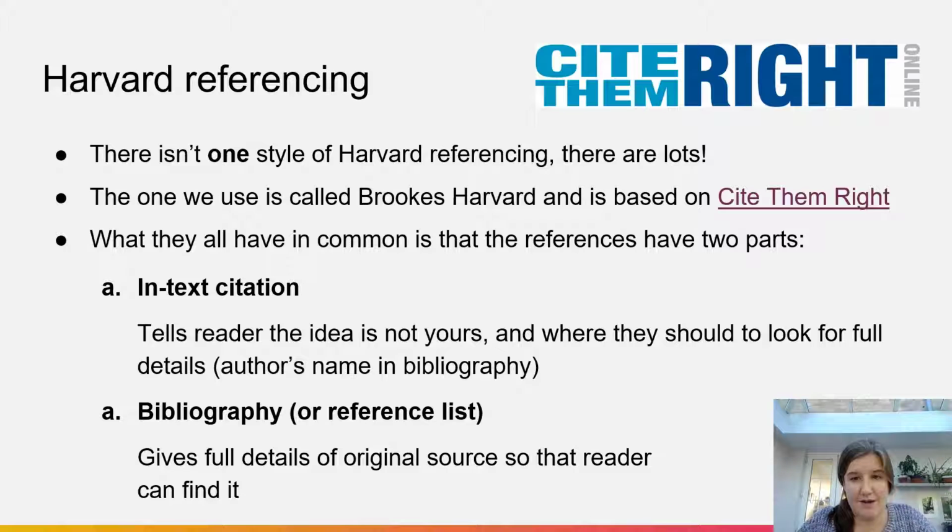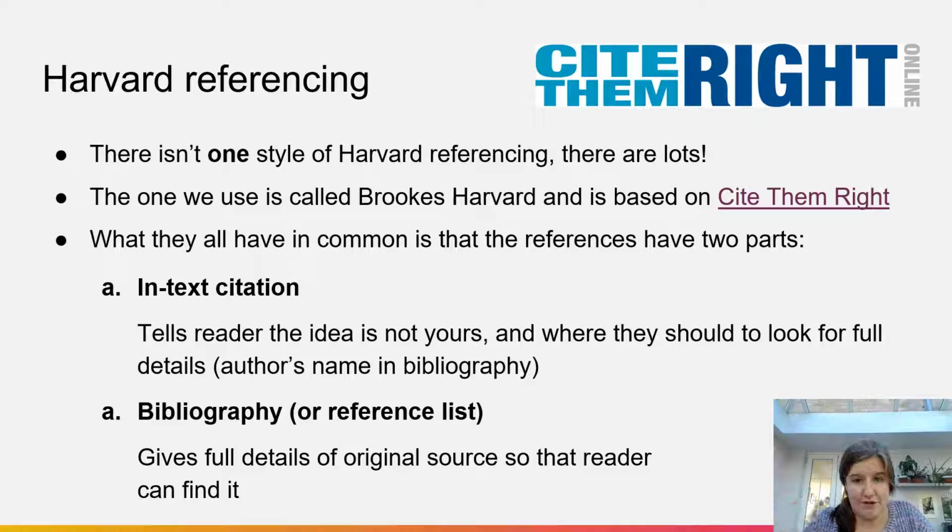Harvard referencing styles do have one thing in common though, which is that they all have two parts to the reference. So in Harvard referencing, you'll always have an in-text citation, which is just after the point where you mention a source in the text of your assignment. And that gives the basic details of the source, usually the author and the date. And that tells the reader where they can look to find the full details.